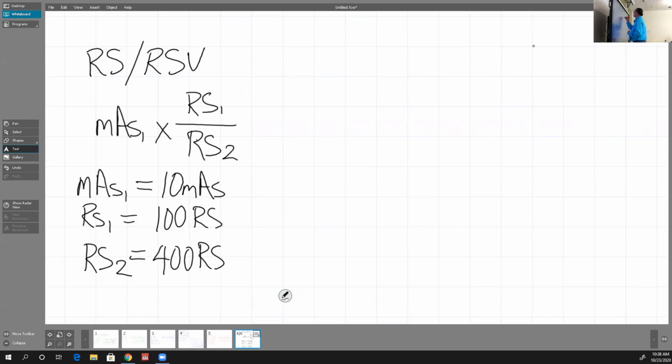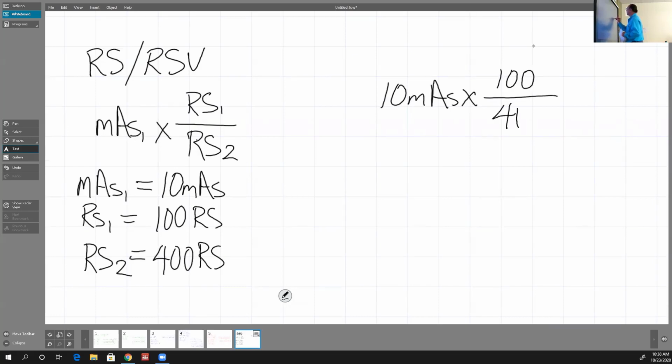So we'll take 10 mass times, do we need a higher or lower mass to compensate for this speed change? We need lower, don't we? So we'll go 100 over 400 equals 2.5 mass. Right there.